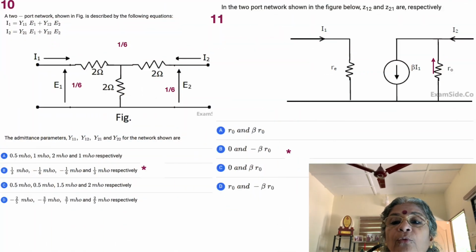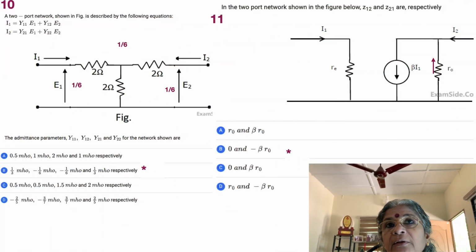It's an active circuit, because there is an active element there. So that's the reason why in active circuits you may not get these quantities as equal, because it's not reciprocal. Okay, so now moving on to Z21.